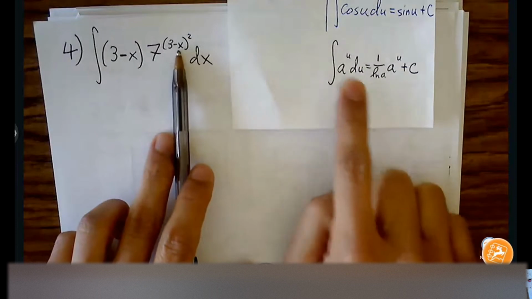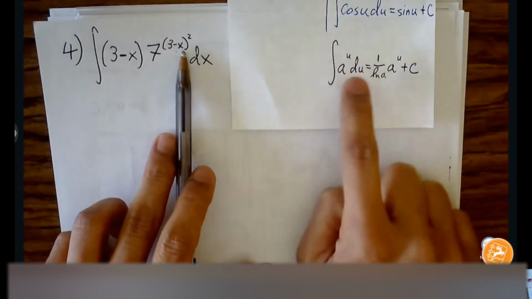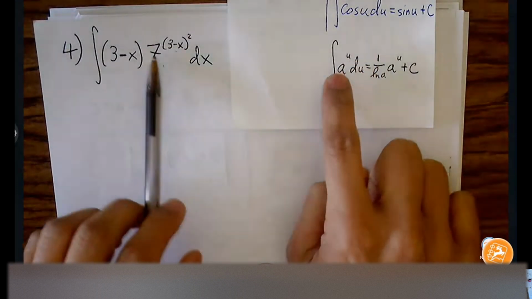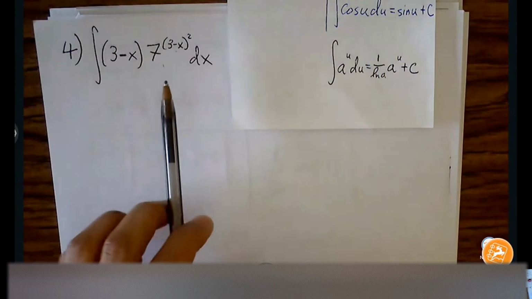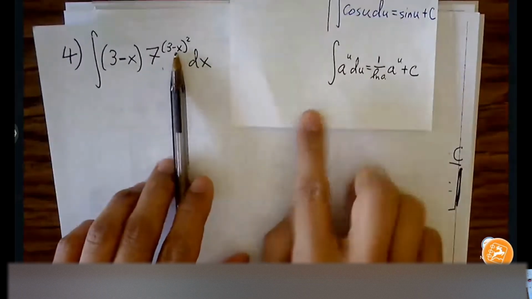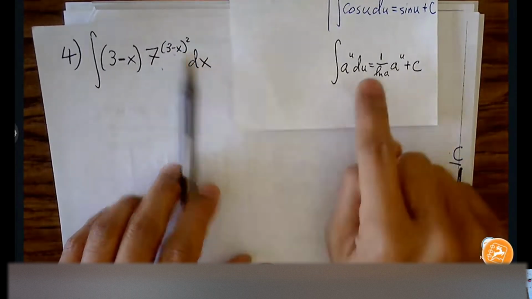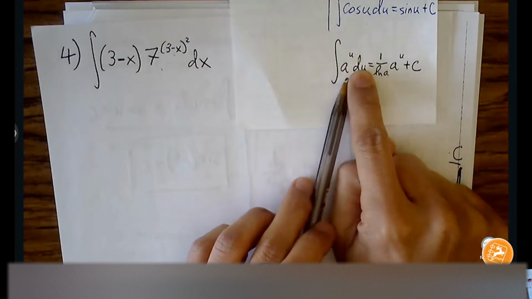Some of you may be thinking that maybe the 3 minus x is enough, but here's the thing: if we want to use a to the u or e to the u rule, we have to let the entire exponent be the u value. If we let the u value be anything less than the entire exponent, let's say it was just 3 minus x, then you're left with 7 to the u squared. And in the end, you're not going to get that match that we want, right? U squared is not, right?